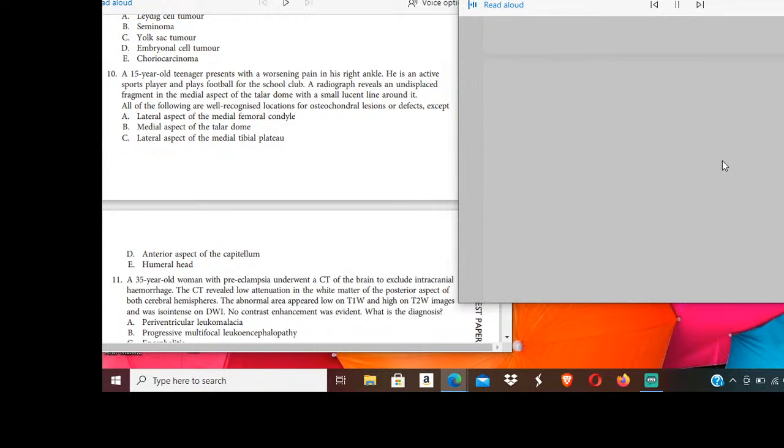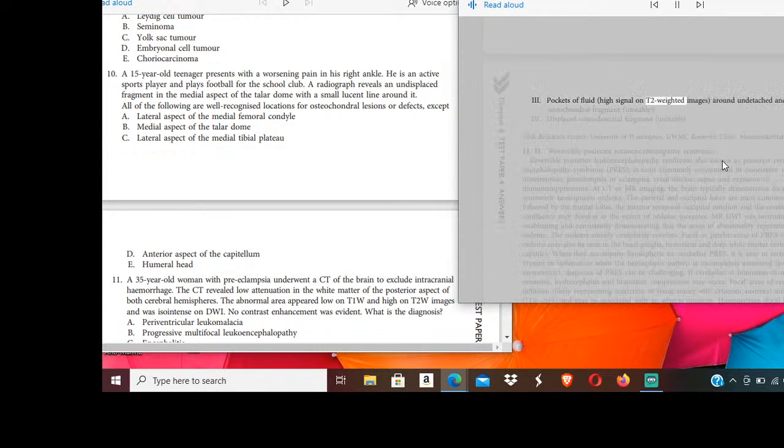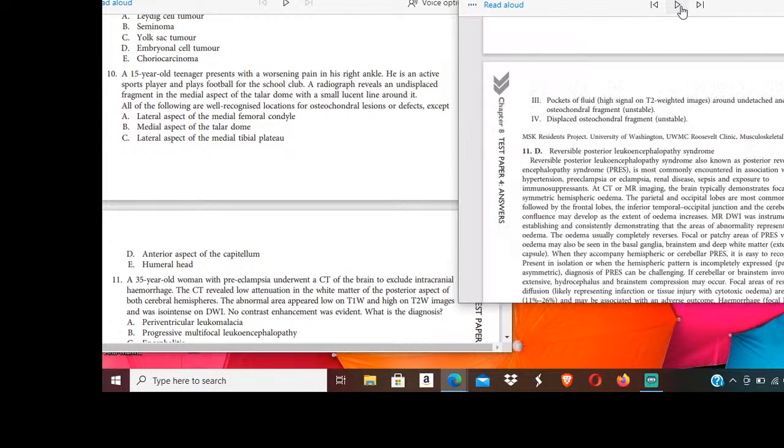3. Pockets of fluid, high signal on T2-weighted images, around undetached and undisplaced osteochondral fragment, unstable. 4. Displaced osteochondral fragment, unstable. MSK Residence Project, University of Washington, UWMC Roosevelt Clinic, Musculoskeletal Radiology.